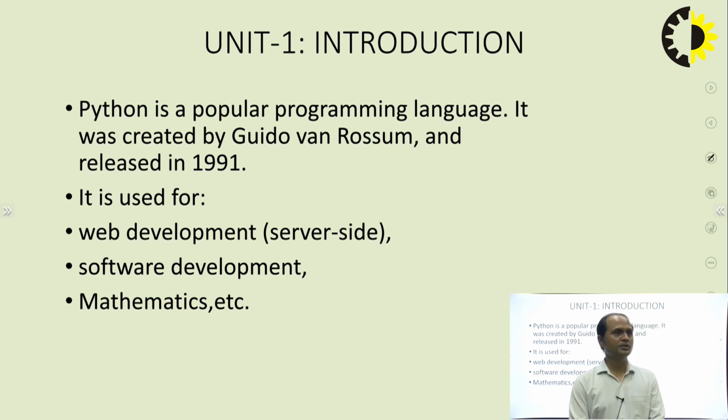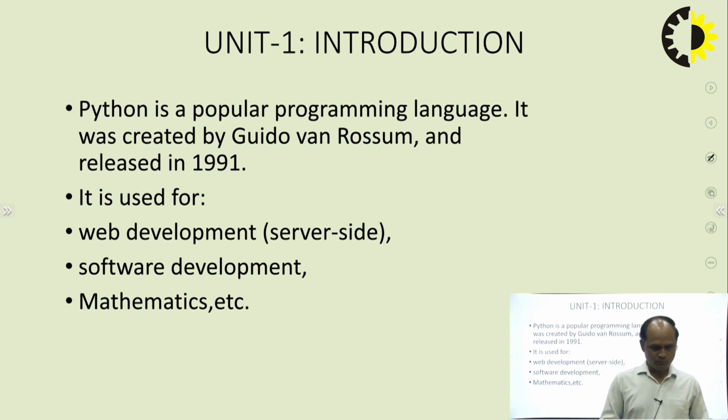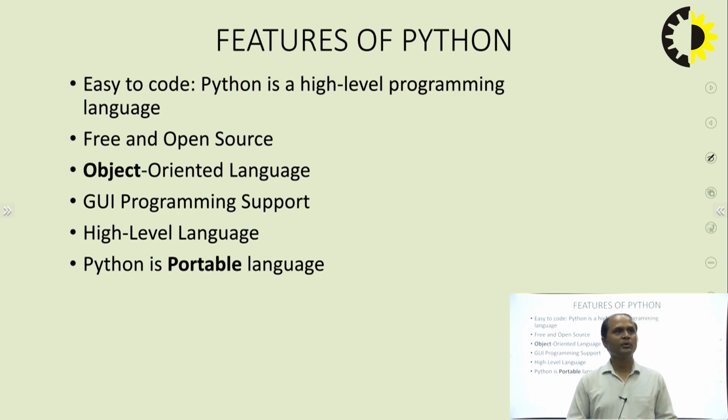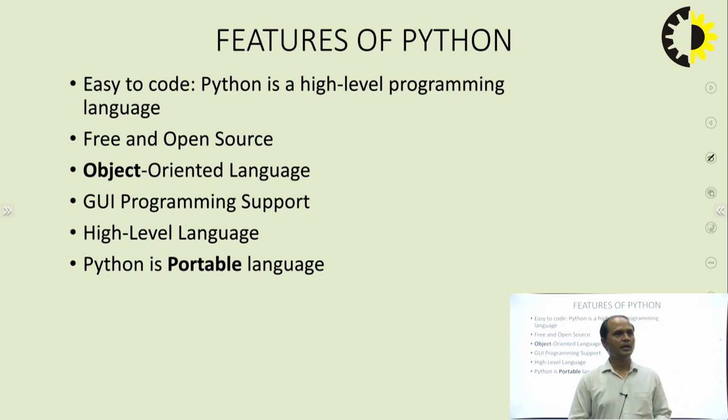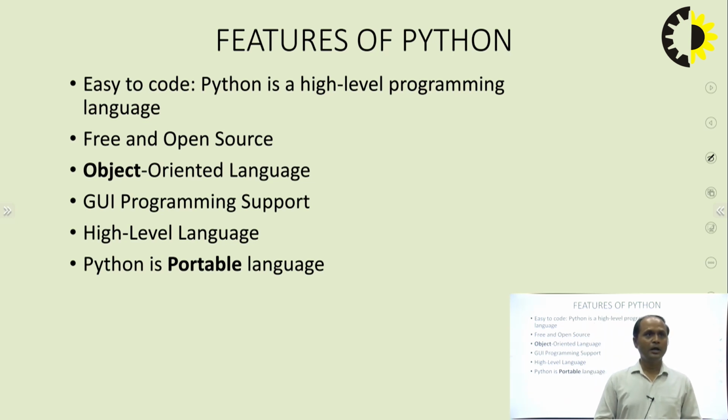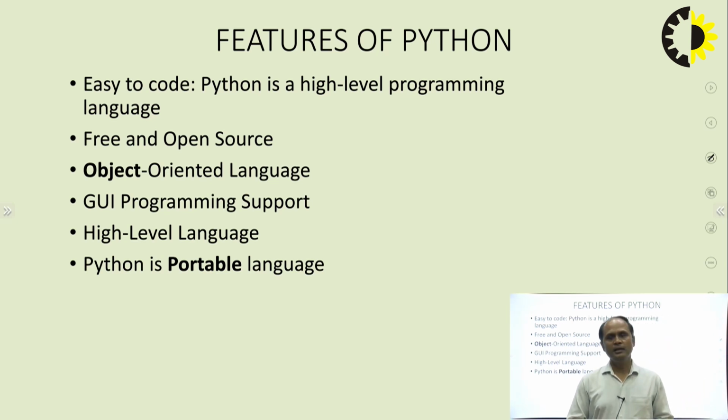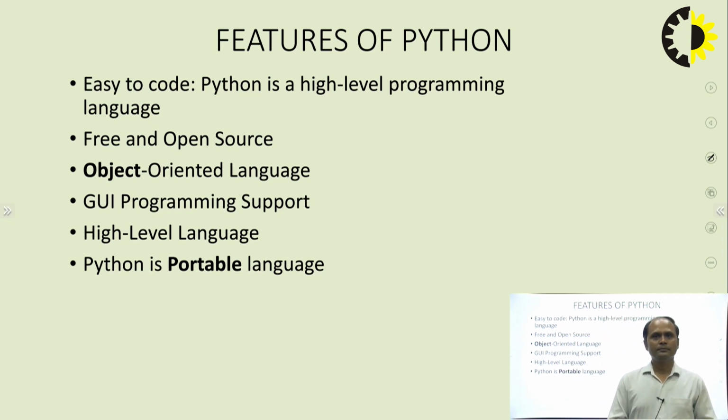Now, in the introduction part, what are the features of the Python programming language? The features of Python are: easy to code, free and open source, object-oriented language, GUI programming support, high-level language, and Python is a portable language also. Now we will discuss the first topic, that is easy to code. Python is a high-level programming language where we can use normal English language to code in Python.